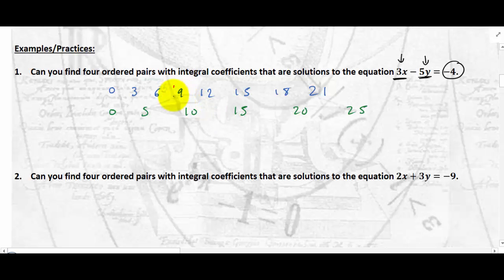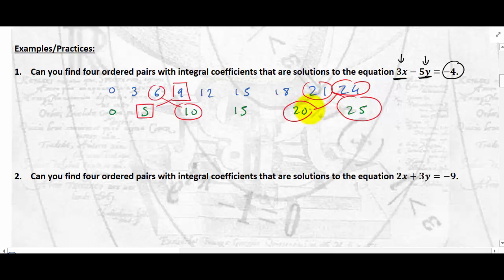Well, check it out. How about 9 and 5? They are 4 units apart. How about 6 and 10? 4 units apart. How about 21 and 25? 4 units apart. And actually, if you look at the next one after 21, it would be 24 right here, and you would also have 24 and 20. And they are 4 units apart. Okay, well, let's make points out of that.